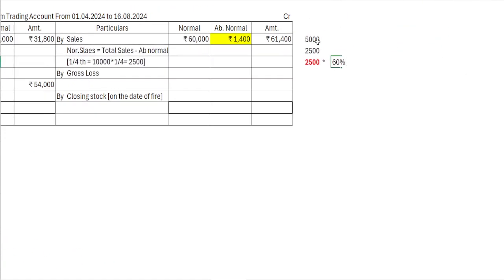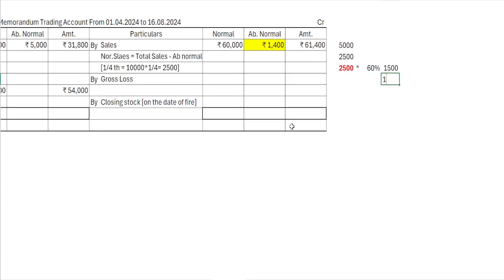First we sold 50% of the original stock, then we sold one fourth of the original stock, which comes to 7500 worth of stock sold, and we incurred some amount of loss. Of the 10,000 we sold 7500, then the remaining is 2500 into 60%, which comes to 1500. Then the loss is 1000. How? 2500 minus 1500. Then the abnormal loss is 1000.